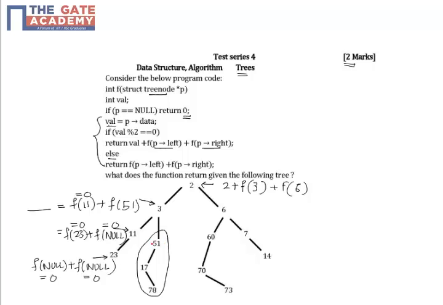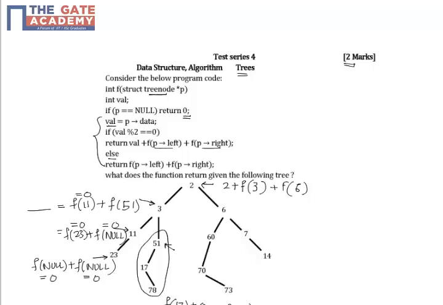Now my pointer is pointing here at 51. Because it is an odd number, we'll call f of 17 plus f of null. Because on the right side there is no node, the right link of the node 51 is null, so we'll call f of null, which is nothing but 0. Now we'll call f of 17. This is the result of calling f of 51.